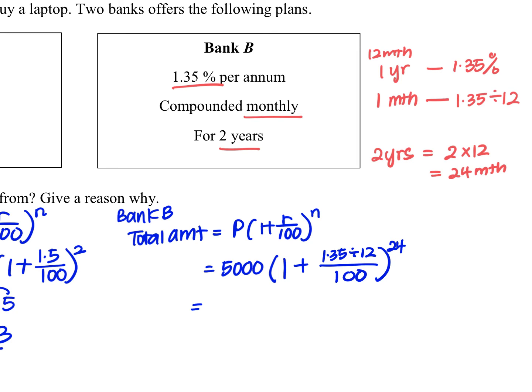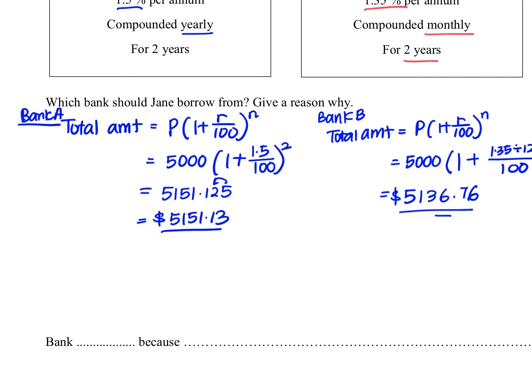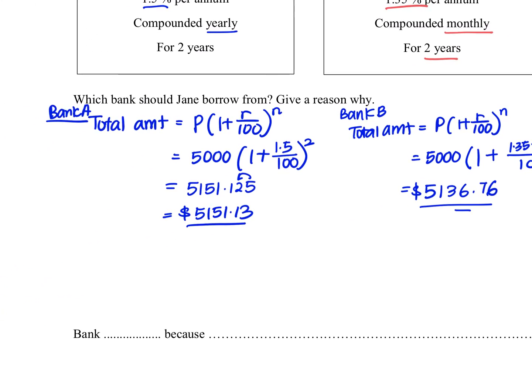So 1.35 divided by 12 over 100 to the power of 24 times. And I got my answer to be 5136.761507. So I'm going to round it up to 2 decimal places, $5136.76. Okay, so this is the amount for Bank B that I'll need to pay at the end of 2 years.